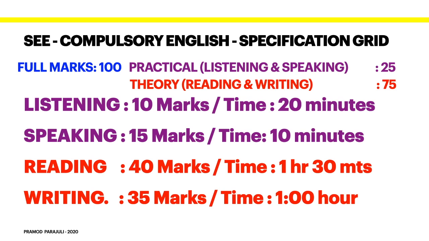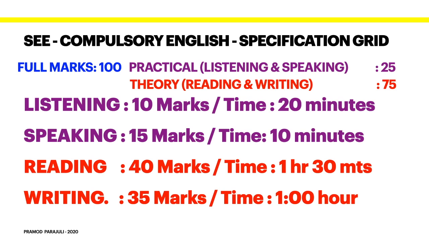English questions in SEE carries 100 marks, 25 marks for practical, and 75 marks for theoretical examination. Practical includes listening and speaking, whereas theory includes reading and writing. Reading and writing is paper-based examination. Listening and speaking is paper-based as well as performance-based examination.